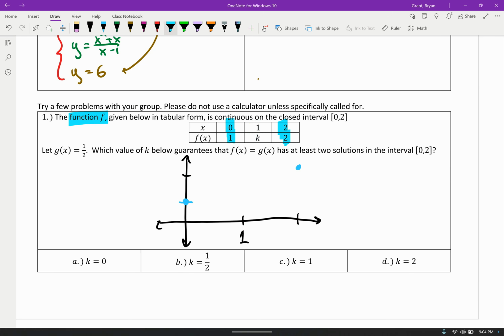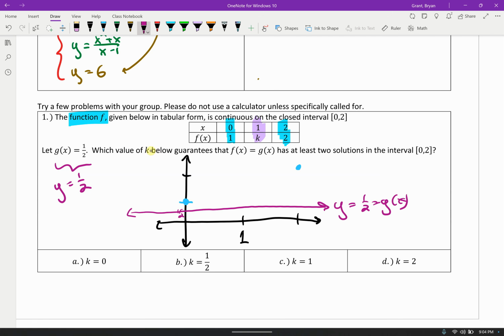All right, now, what are they actually asking us? I'll change colors for this point. Let g of x equal 1/2. We know what g of x equals 1/2 is. That's a graph, isn't it? y equals 1/2. That's not only a straight line, as most lines are, that's a horizontal line at 1/2. So it's a line that looks something like this. This is the line of y equals 1/2. That's g of x.